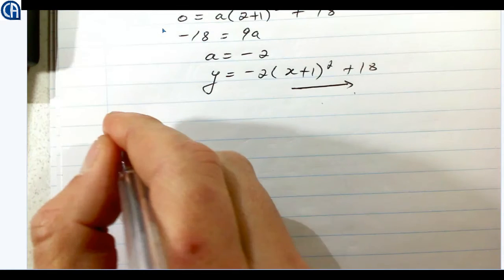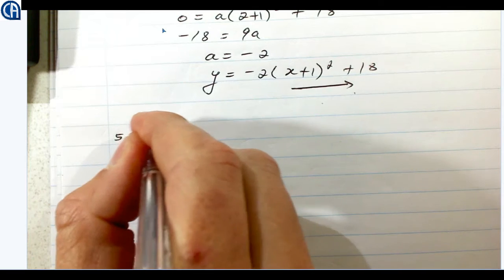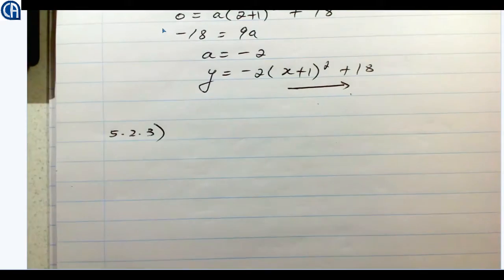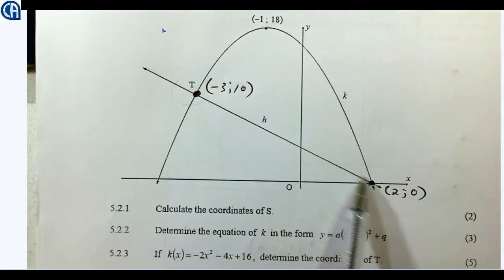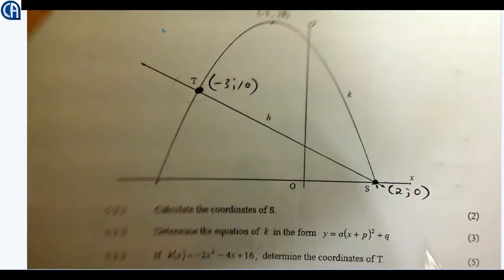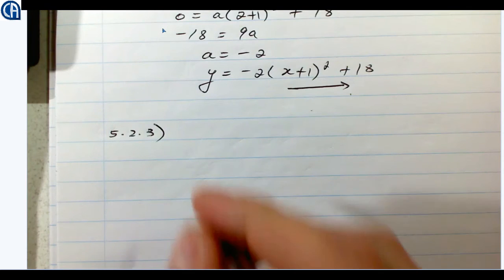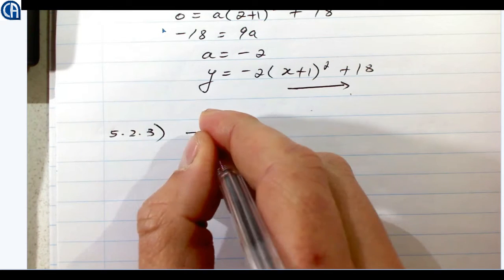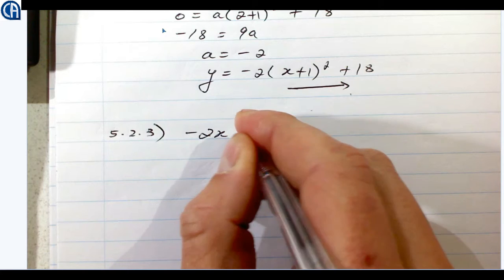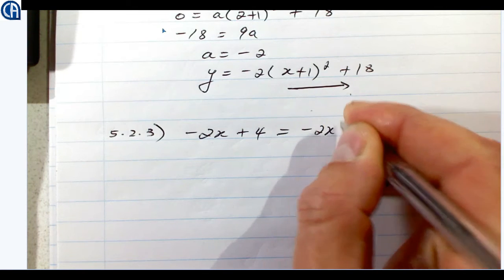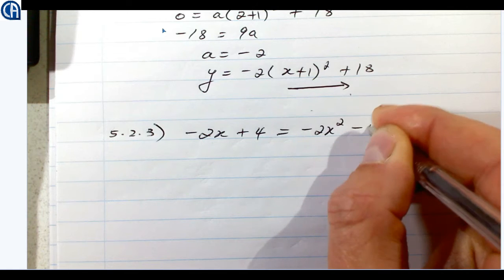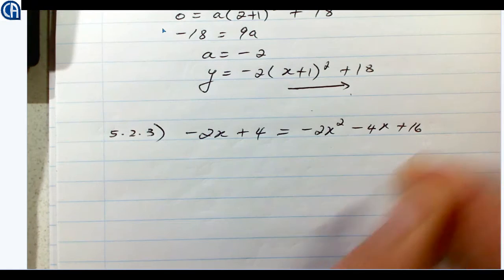Next question, 5.2.3, is calculate the coordinates of T. Now T is the point of intersection between the straight line and the parabola, right? For the point of intersection, make the two graphs equal to one another. So minus 2x plus 4 equals minus 2x squared minus 4x plus 16.